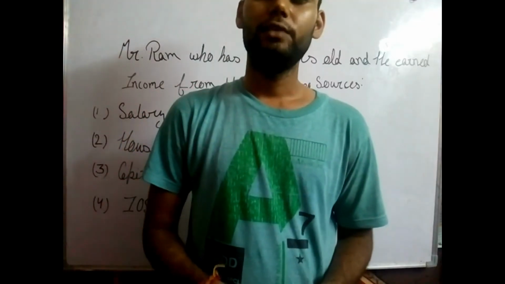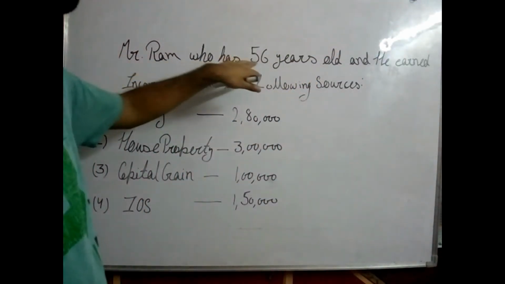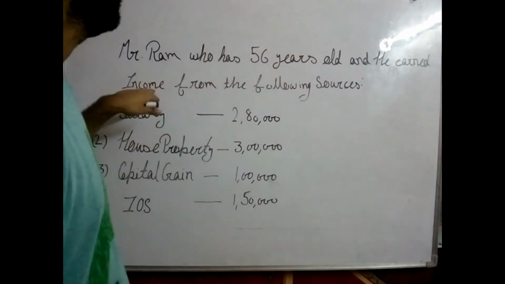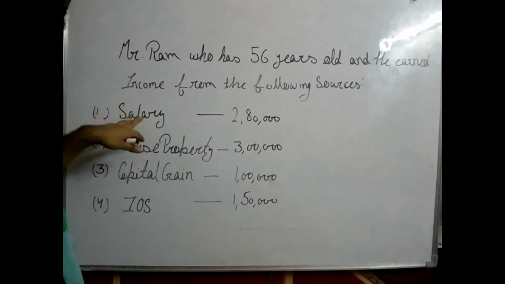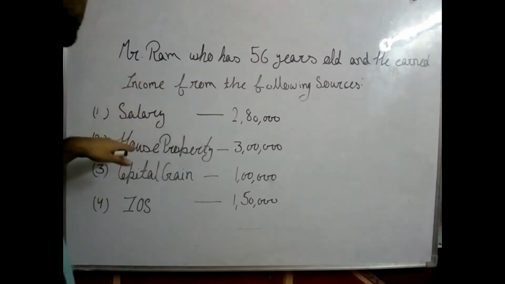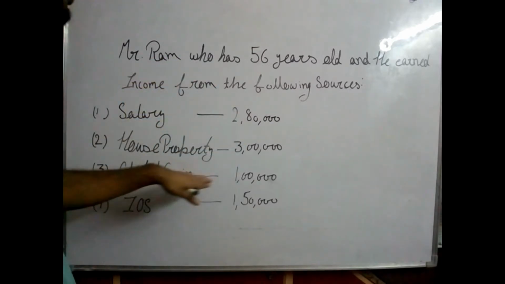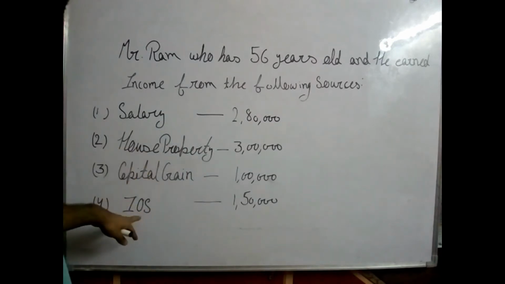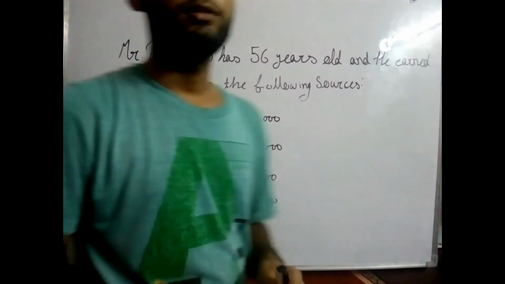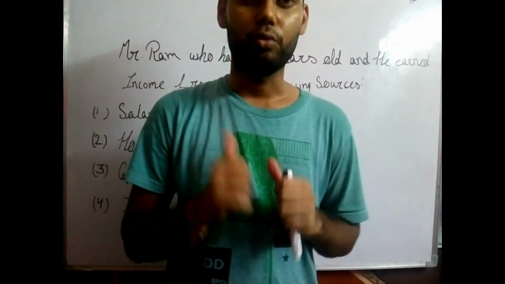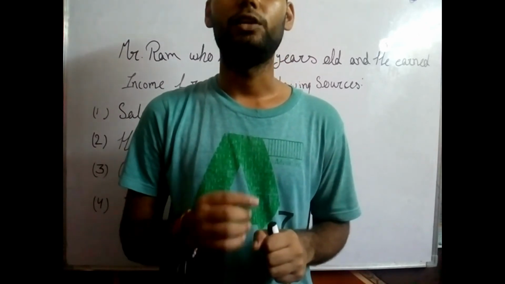Now we understand with the help of an example. Mr. Ram, who is 56 years old, earned income from the following sources. He earned income from salary rupees 2,80,000, income from house property rupees 3 lakh, income from capital gain rupees 1 lakh, and he also earned income from other sources rupees 1,50,000. In this case, we have to find out Mr. Ram's total income and Mr. Ram's tax liability for the assessment year 1920.